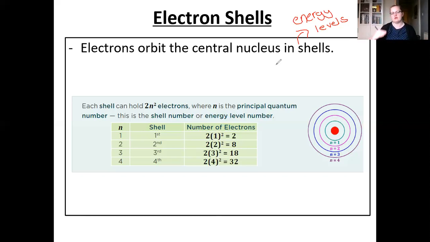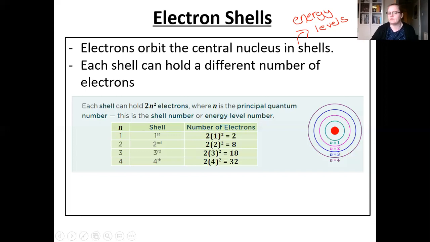Each of the energy levels goes up: first shell, second shell, third shell, fourth shell, so on. So electrons orbit the central nucleus in shells, in energy levels. Each shell has an energy level assigned to it. And each shell can hold a different number of electrons. So the same as what we've just spoken about there.